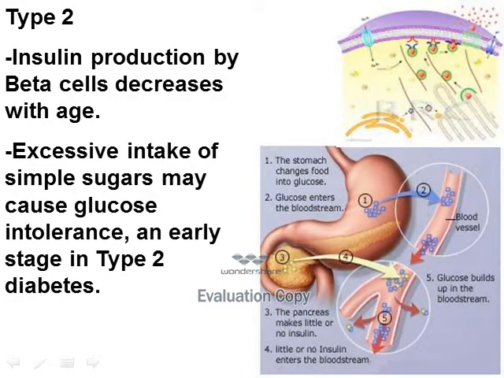Type 2, in reality there's many different types. This is just a convenient category. This is when the beta cells decrease their production of insulin with age. It doesn't have to happen this way. It's sometimes genetic, and it may be just excessive intake of simple sugars.